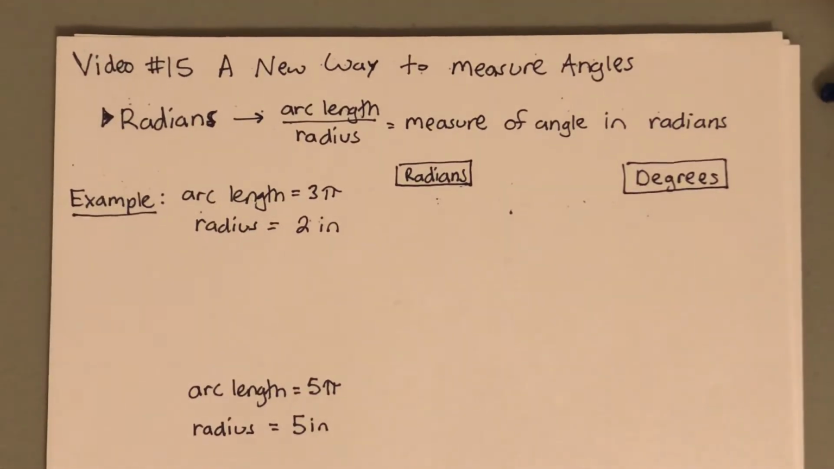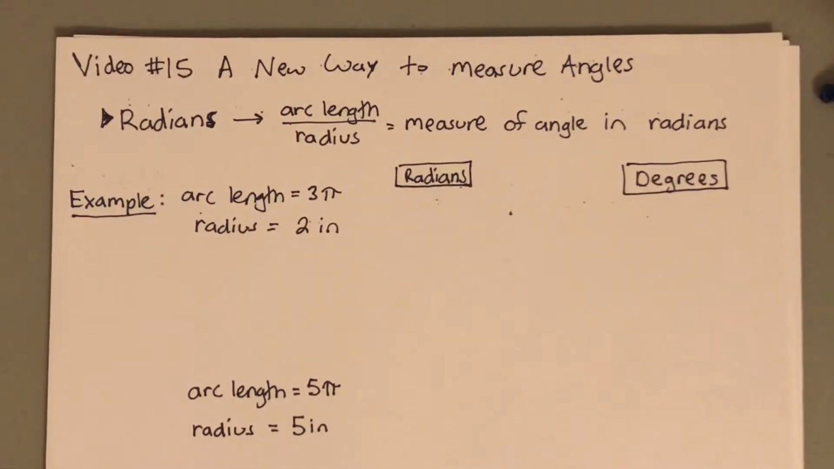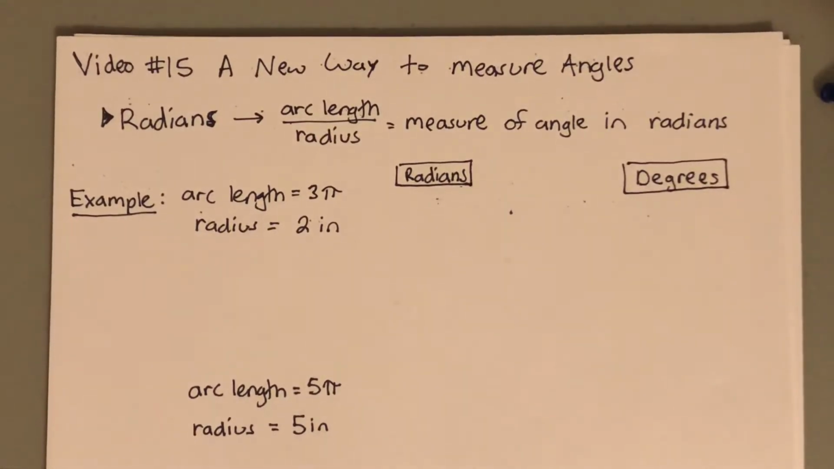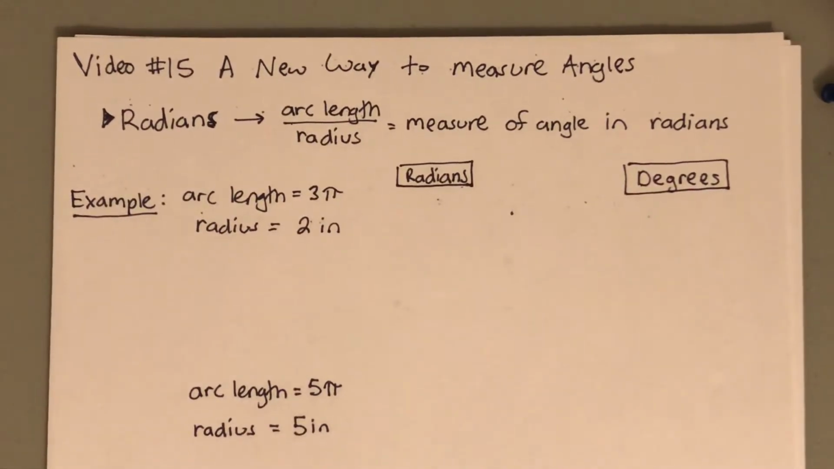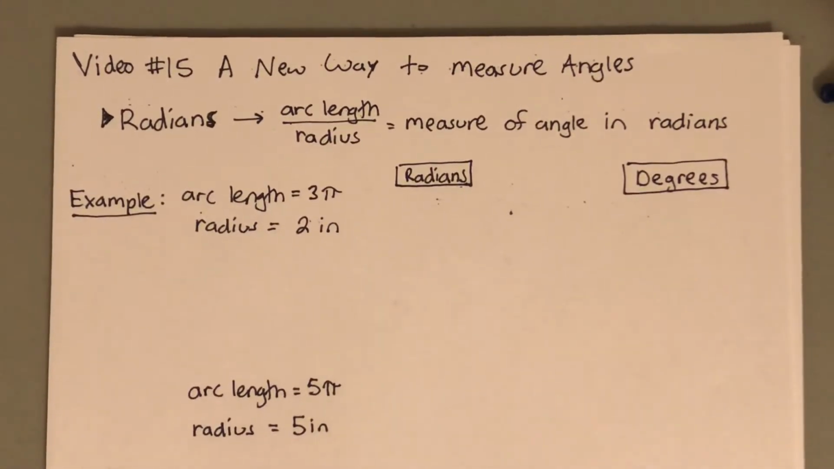Up until now, we've only ever measured angles using degrees. So, for example, an angle might be 90 degrees or 180 degrees or 250 degrees. In this video, we're going to talk about a new way to measure angles, which are called radians. It sounds kind of like the word radius, and that's because it has to do with that. It's based on the radius.